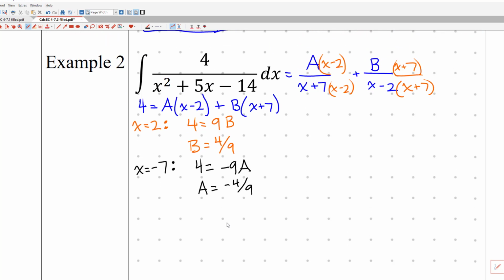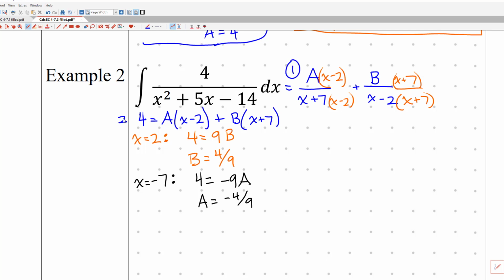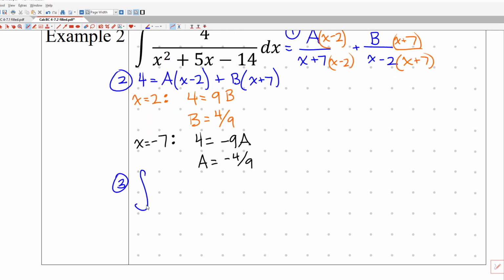Now it's time to take the integral, and we have plenty of room. I think I'm going to go straight down from here. So if I'm following my work, step 1 was here, step 2 was here, and I'm going to go on to step number 3 now, which is actually doing the calculus. My new problem is the integral of, I'm going to copy down the a and b. So I have a, which is −4/9, all divided by x plus 7. You could write it different ways, but let's just keep it as simple as possible. I don't want to confuse anyone. −4/7 over x plus 7 dx, plus this other one, b is 4/9, so it's going to be 4/9 in the numerator, and then x minus 2 in the denominator dx.